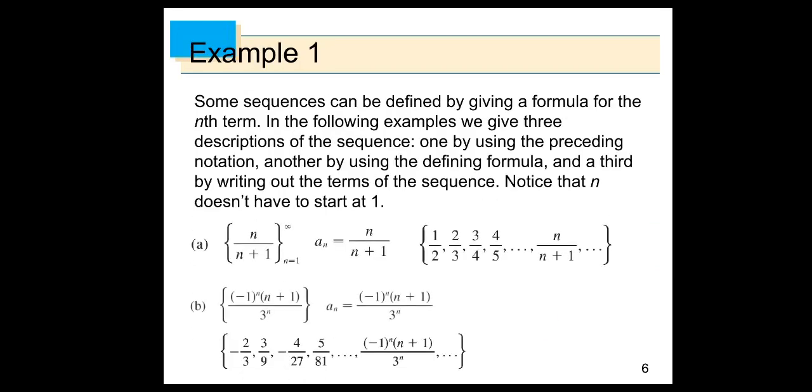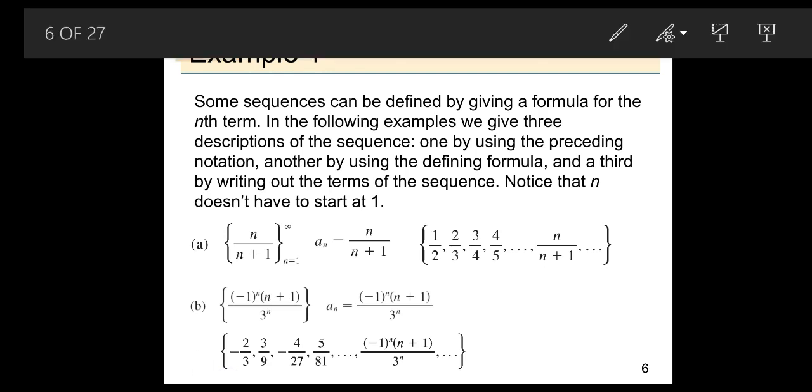All right, moving ahead, we have another example, that is part B. In part B, we can see three things over here. The first one is the preceding notation, the second one is the defining formula, and the third one is our terms of the sequence. So we simply plug in the values. We replace our n with 1, then 2, 3, 4, and we will find these values over here: minus 2 by 3, 3 by 9, minus 4 by 27. So these would be the values we get.